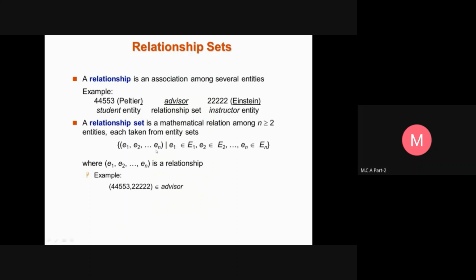So if E1, E2, up to En are entity sets, then this relationship R is a subset of these particular values, where e1 is a value coming from entity set capital E1, e2 is a value coming from entity set capital E2, and so on. That's what we looked at over here. So we said e1 comes from the entity set student and e2 comes from the entity set instructor.